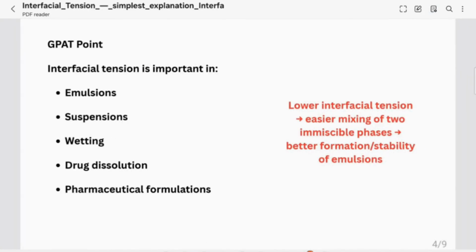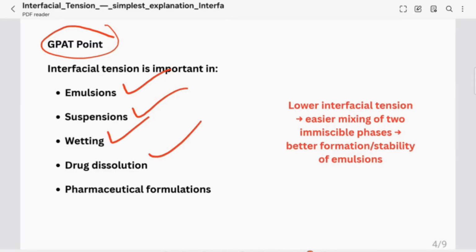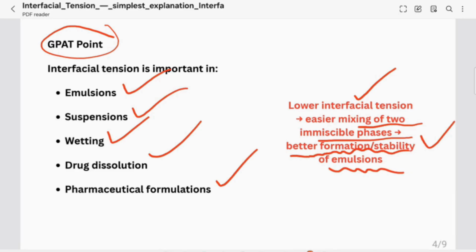So what is the importance of studying interfacial tension? According to the GPAT point of view, interfacial tension is very important in the preparation of emulsions and suspensions, in improving wetting properties, in studying or increasing drug dissolution, and in preparing pharmaceutical formulations. One point to be noted: the lower the interfacial tension, the easier it is to mix the two immiscible phases, and there is a better formulation and good stability in the pharmaceutical product.